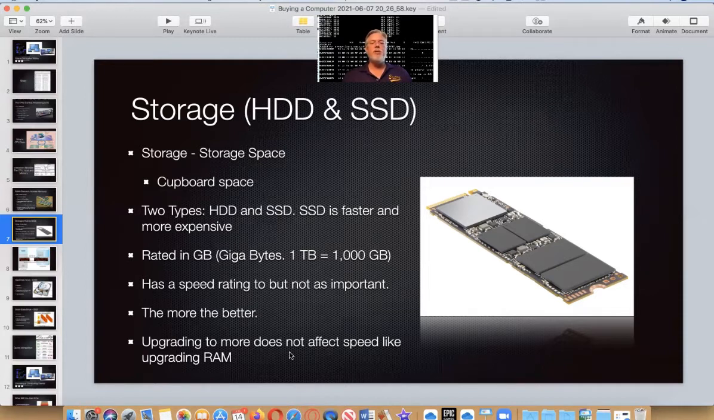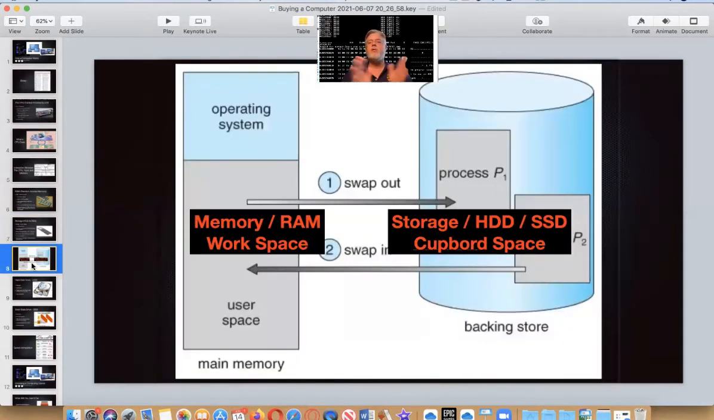And upgrading to more does not affect the speed like RAM does. And that's something that I have students that are confused about. They'll think, well, I'm starting to run out of hard disk space, and that's probably making my machine slow. The only time that makes your computer slow is when you have none left. When you have none left, then it's making it slow. But just adding more storage space doesn't do anything to speed up your computer, except for something we'll talk about in just a minute.